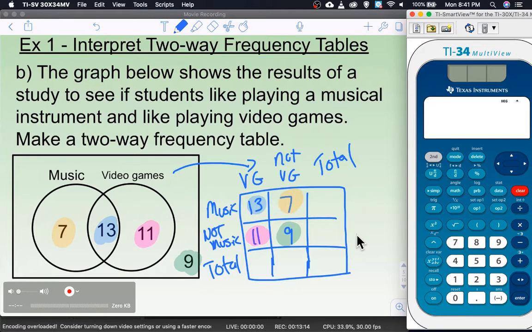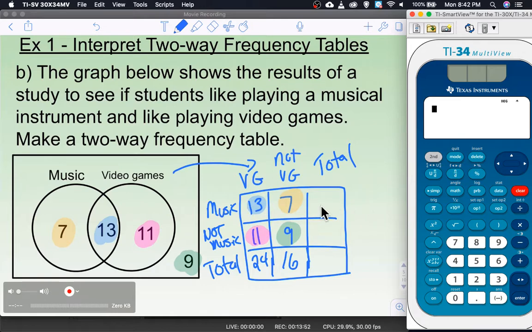The last thing we need to do now is just fill in our table. Do we know how many total people like video games? Yeah, it's 24. We could do this one of 2 ways. You can go, well, how many people are in the video game circle? 11 and 13 makes 24. Or you could go, the total video gamers is these 13 plus 11 is 24. The total people who do not like video games, I've got 7 and 9 gives me 16. Do not like video games.